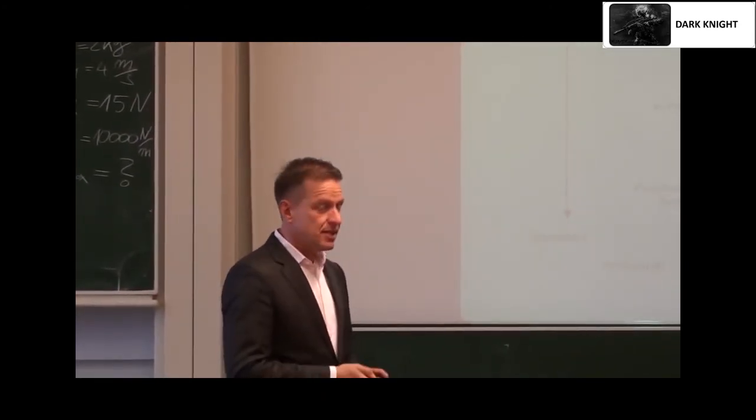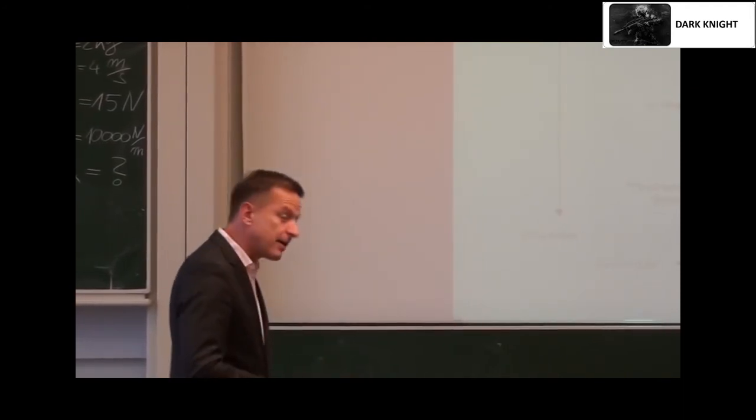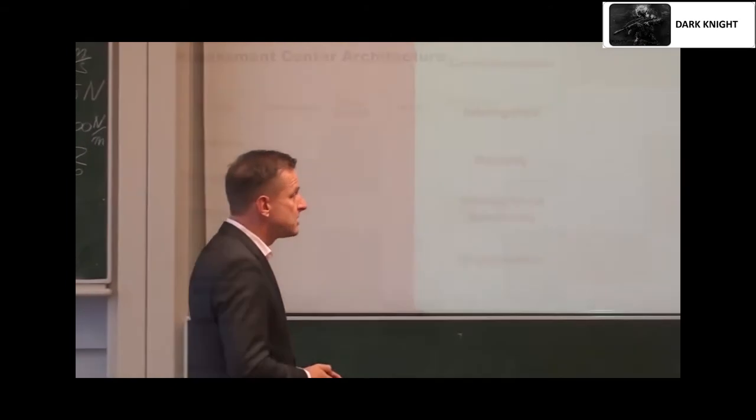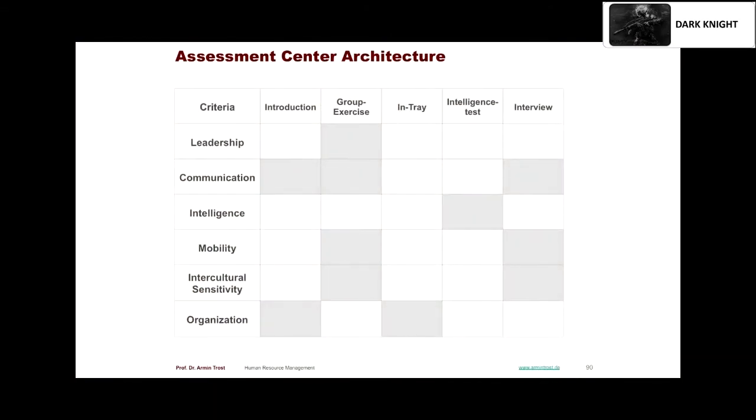Whenever assessment centers are done, there is architecture behind it. It's just like a matrix, and as I said right at the beginning, in every assessment center, different criteria are measured. For instance, leadership, communication, intelligence, mobility, intercultural sensitivity, organization. And then we have different exercises, like the introduction, the group exercise, the intelligence test, and a personal interview. As you can see in this matrix, different exercises address different criteria. Okay? So this is how assessment centers are built.